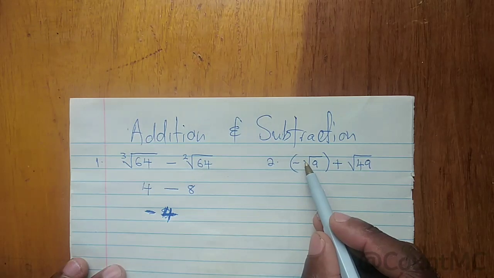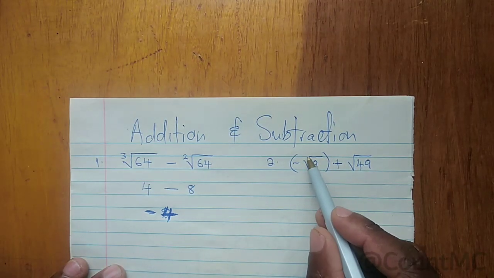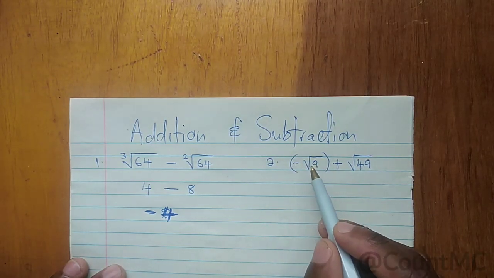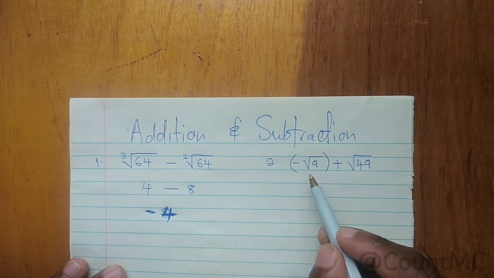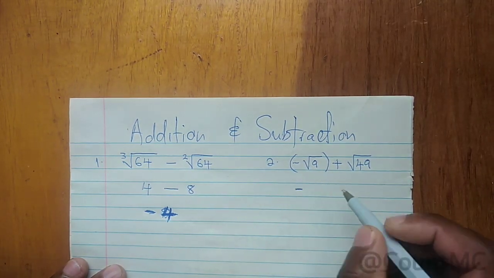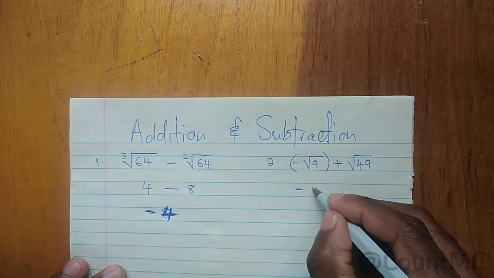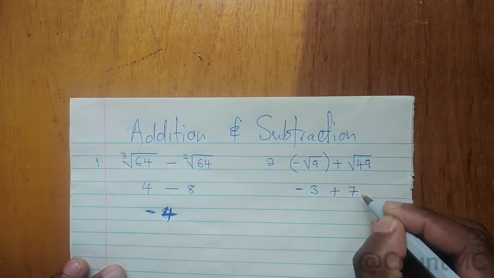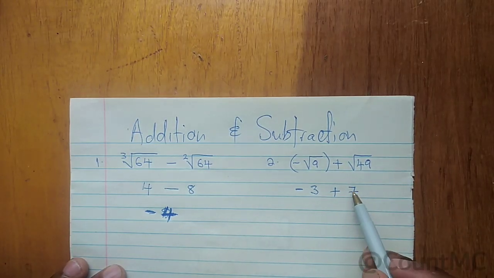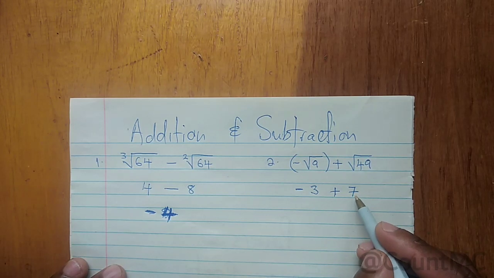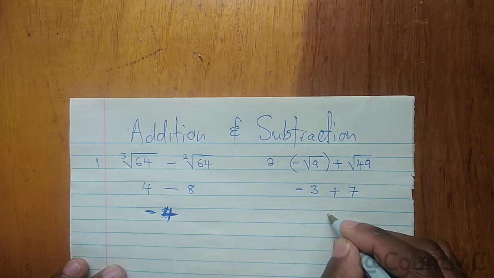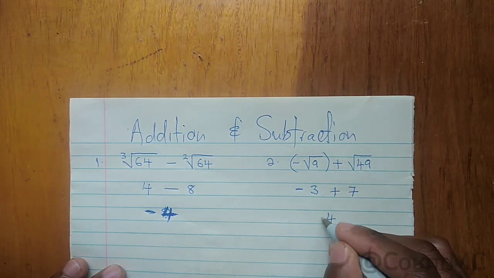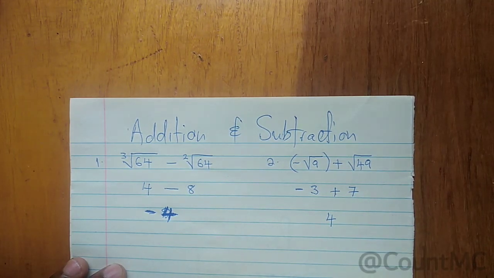So the square root affects everything that is under the sign. So this minus is not being affected by the square root sign. So we put it back. Square root of 9, that's a 3. Plus square root of 49, that's a 7. The signs are different, so we find the difference. 7 minus 3, that's a 4. The sign of the big number is positive. So that's just an example of how you can deal with addition and subtraction.